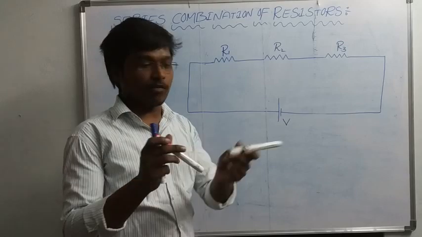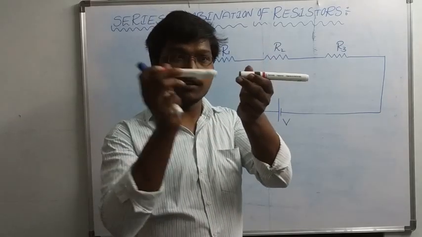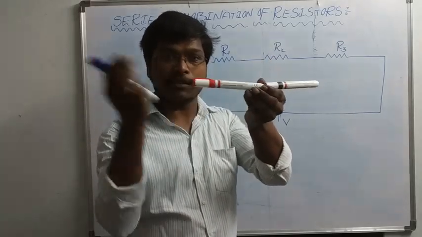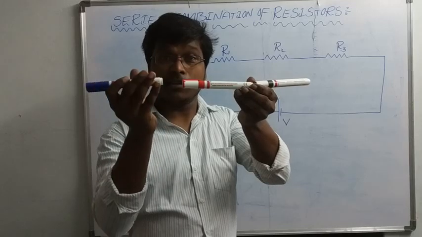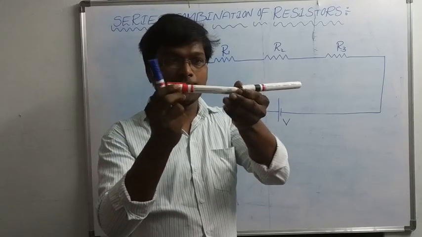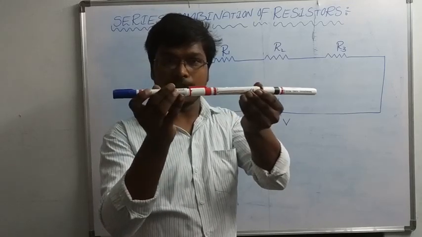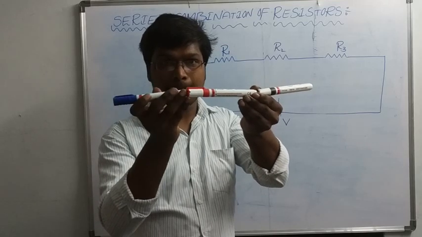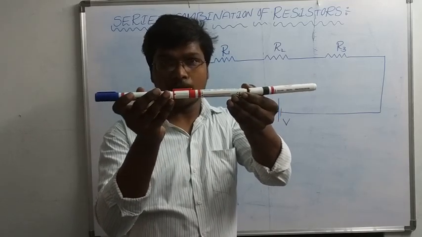Series format means one by one. That means this is the first one, and again it is connecting to the second, and this is the third one. Like that, one by one. First one, second one, third one. Like this we have to connect one after another. This is what series combination means.